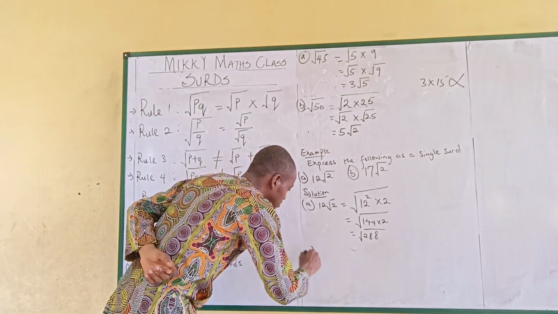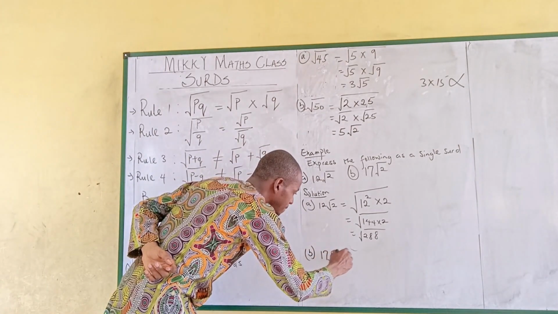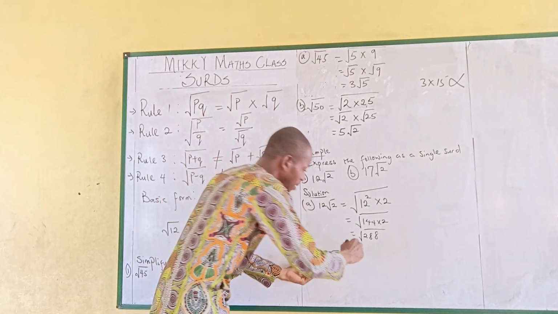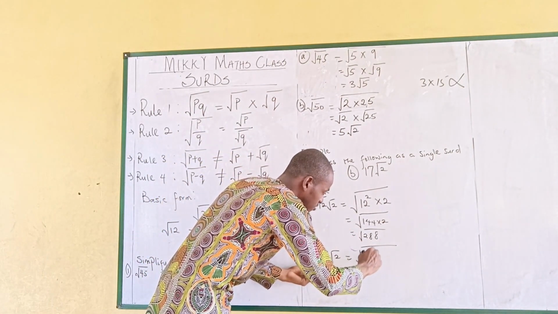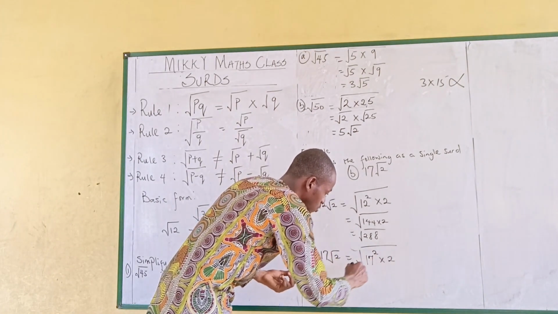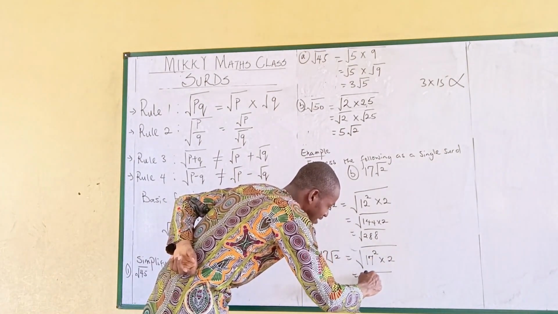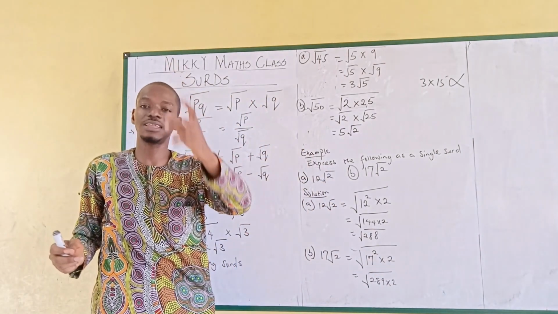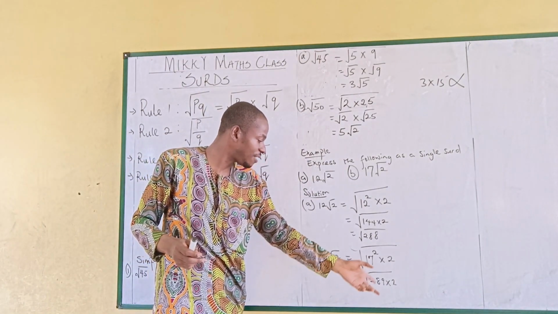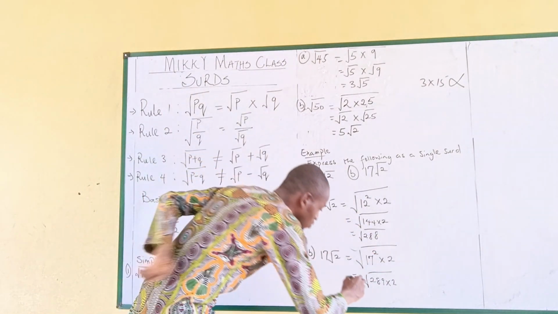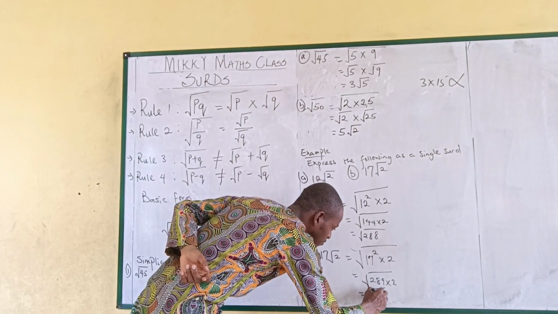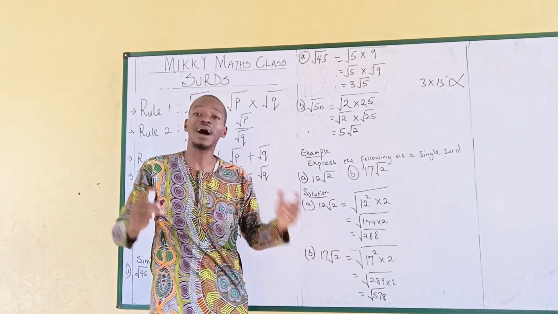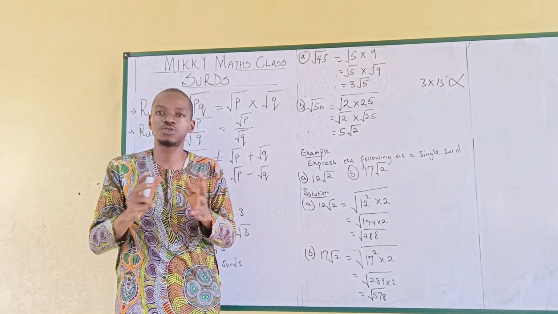Number 2, 17 root 2. The same thing. I square my 17. I put my big square root here. That's 17 squared times 2. 17 squared will give us 289 times 2. That means 289 times 2, and when I multiply it, I will get 578. So that's root 578. I've ended up expressing this number as a single surd.